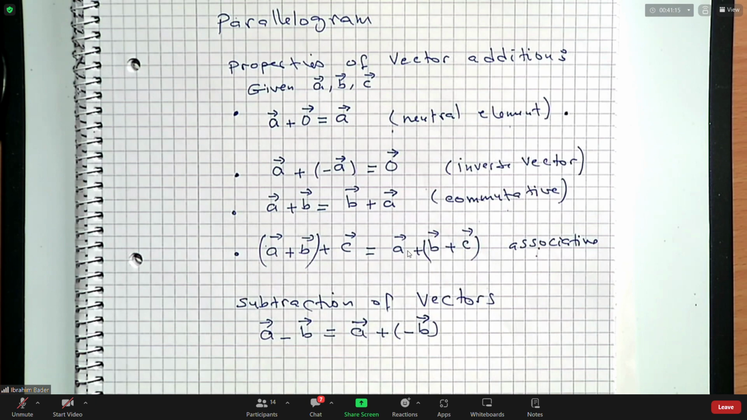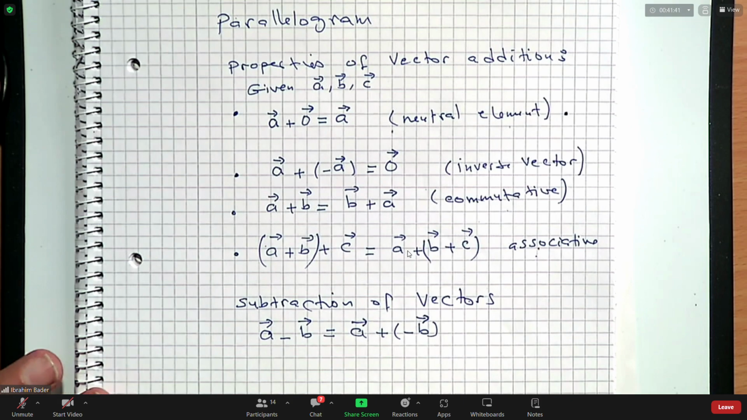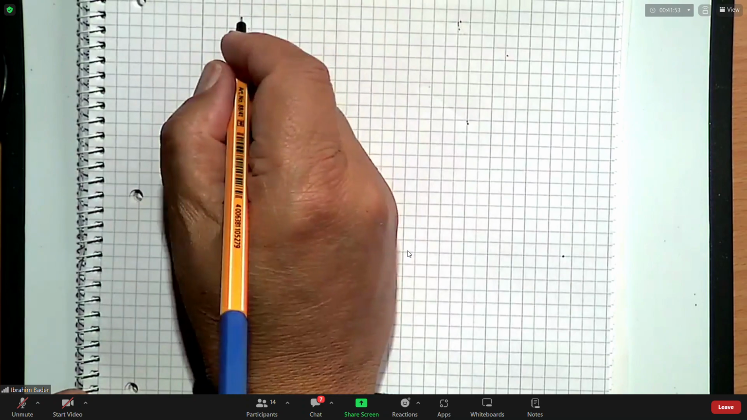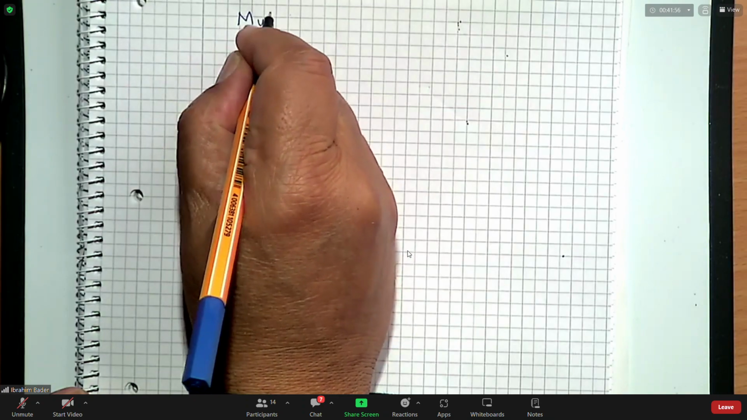Okay, so let's move further. Now, slowly we are approaching something that is different in vectors than in real numbers. Namely, we have different types of multiplications here. So basically, we're going to talk about three types of multiplication. One very simple and straightforward one: multiplying a vector with a scalar.